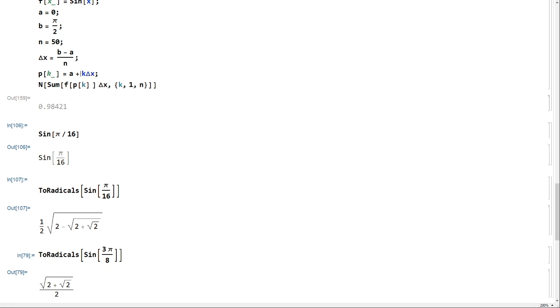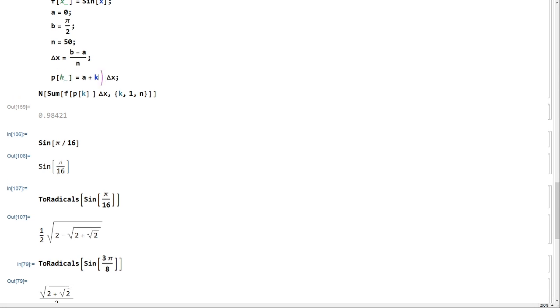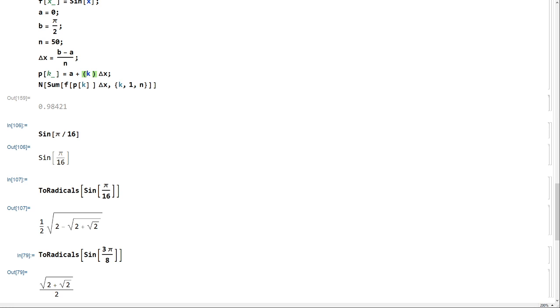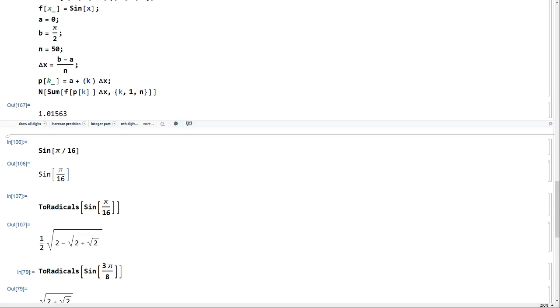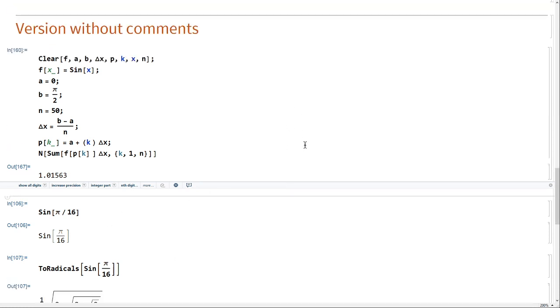If we don't have a space, you're going to run into this problem where everything is blue. Make sure there's a space between the k and the delta x. Very important. A way to sort of make sure you've done that is keep the parentheses around the k. That'll be perfectly fine as well. So run that, and we'll find that the 50 rectangle right endpoint approximation is 1.01563. 1.016 if we use 3 decimals.